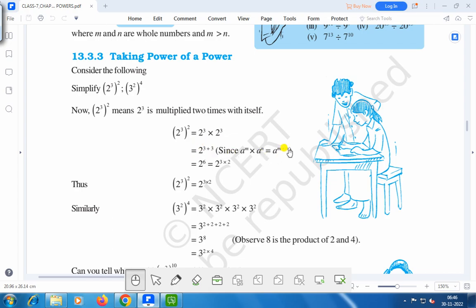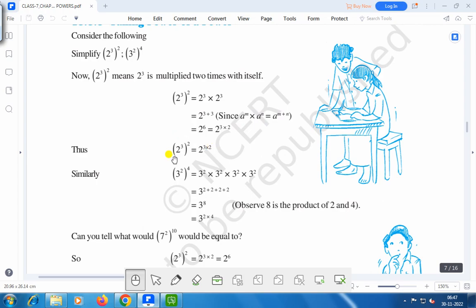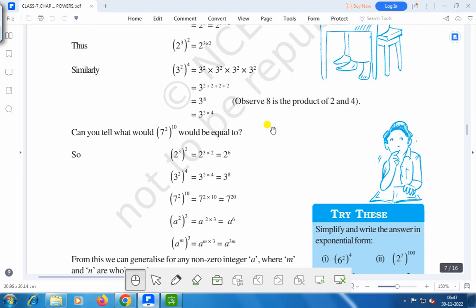or 2 to the power 3 plus 3, that is 6, since a to the power m into a to the power n is equal to a to the power m plus n. So 2 to the power 6, that is 2 to the power 3 into 2, that is 6, right? We have to multiply these exponents. In this way, 7 to the power 2 whole to the power 10, then you have to multiply these numbers, right?